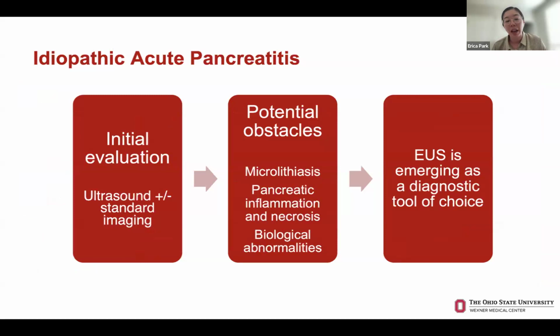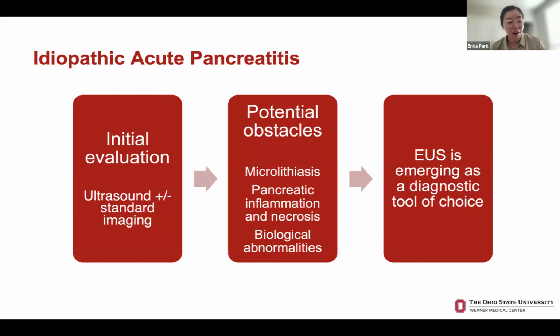As previously mentioned, initial evaluation of acute pancreatitis includes history, including medications and family history, physical exam, lab work including LFTs, calcium and triglycerides, and transabdominal ultrasound to evaluate for gallstones. If an ultrasound is equivocal, providers may also order standard imaging such as a CT with contrast or MRCP.